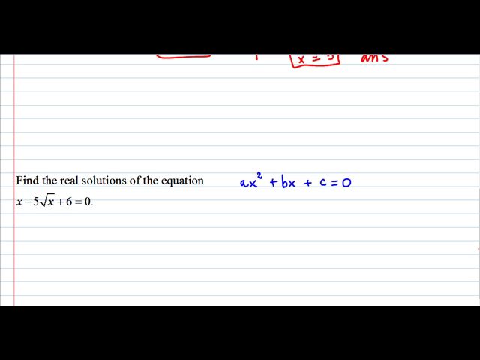Alright, I want to solve this equation. Before I do anything, I have to make sure this equation looks like this equation. So I'm going to rewrite this as x minus 5 x to the 1/2 plus 6 equal to 0. Now I want to check to see if this equation behaves like the quadratic equation. If it is, then we can use the same method that we saw for this equation to solve this equation.